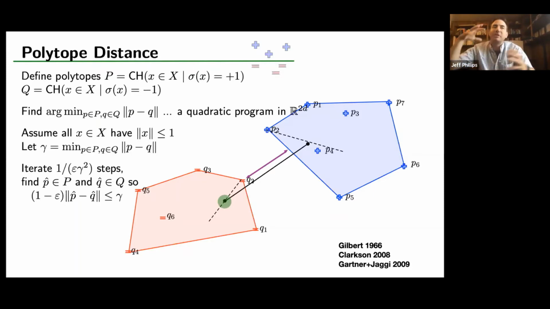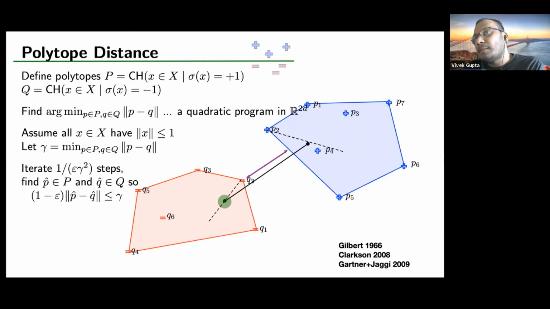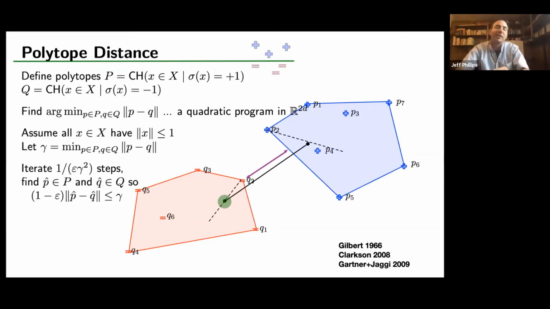But in high dimensions, it's going to be kind of floating around in the middle or on the boundary someplace of the polytope typically. And so this is kind of what it looks like in high dimensions projected down to 2 dimensions. So that's kind of what I've drawn here. Yeah. So good question.